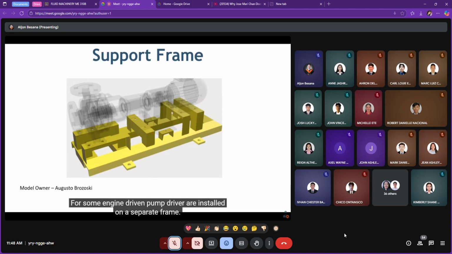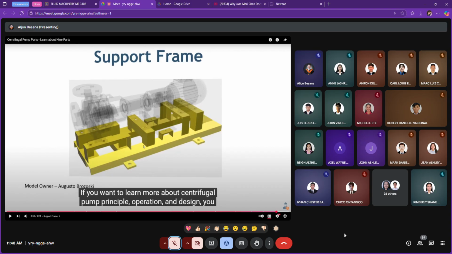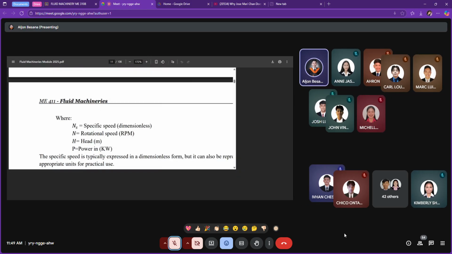For some engine-driven pumps, drivers are installed on a separate frame. The frame is constructed from I-beam and channel to provide strength. This is all about centrifugal pump parts, and that is for the parts of our centrifugal pump.